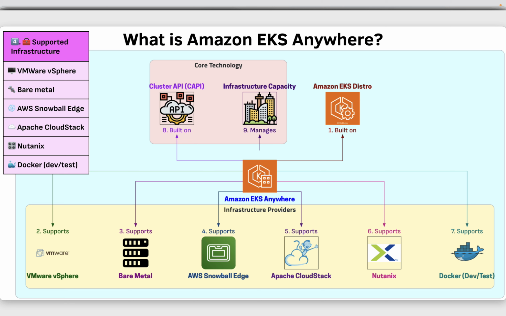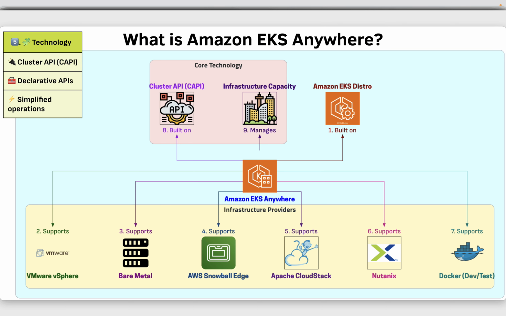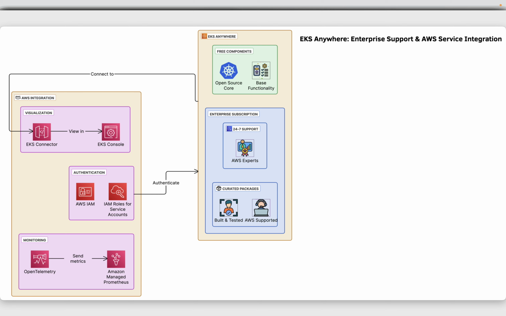EKS Anywhere supports VMware vSphere, Bare Metal, AWS Snowball Edge, Apache CloudStack, and Nutanix, and can run on Docker for dev test deployments. It is built on Cluster API, a Kubernetes subproject, which provides declarative APIs and tooling for managing Kubernetes clusters. EKS Anywhere, Enterprise Support and AWS Service Integration.